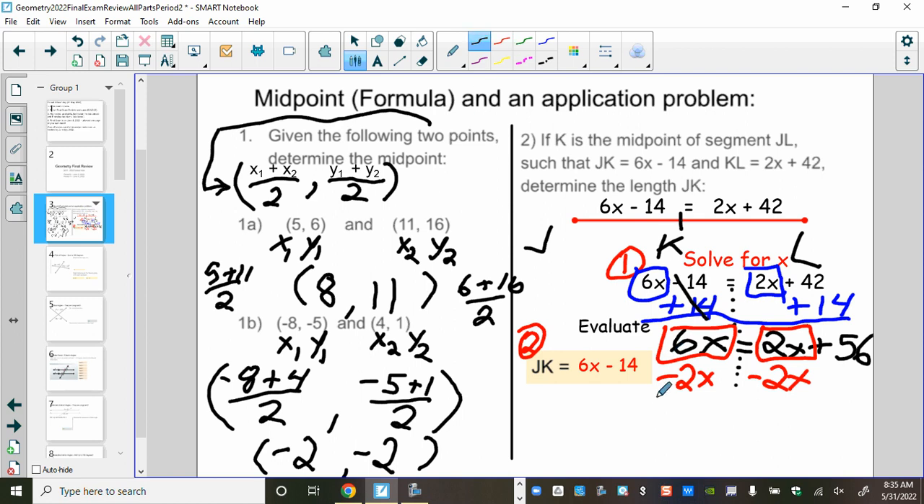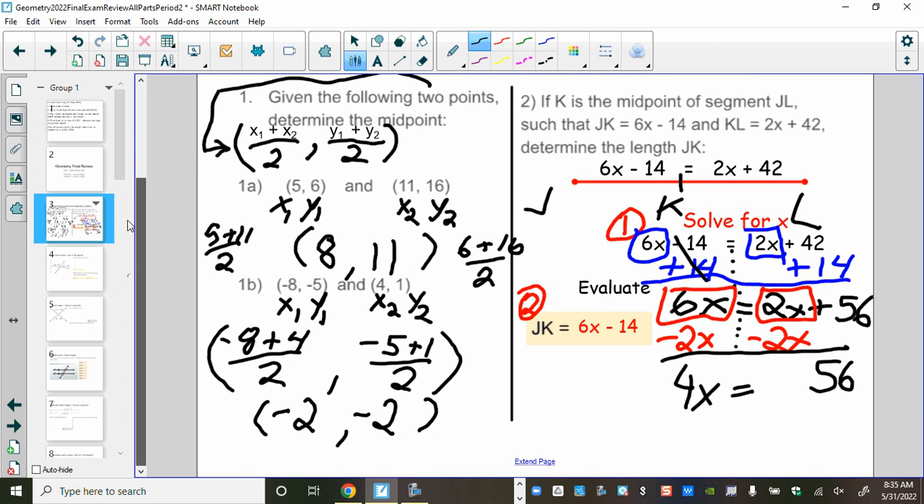6x minus 2x, 4x, equals 56. Now, last step. To get the x by itself, we divide both sides by, well, what's our number here? What are we multiplying x by? 4. So you have to divide both sides by 4.